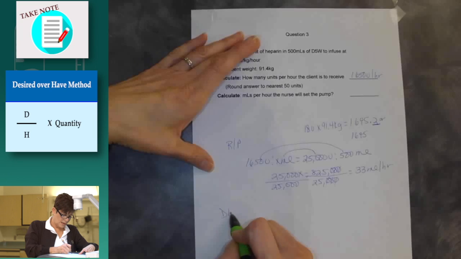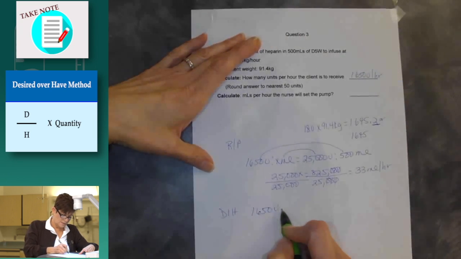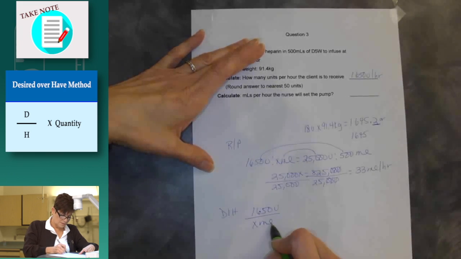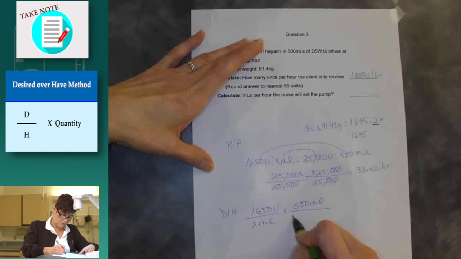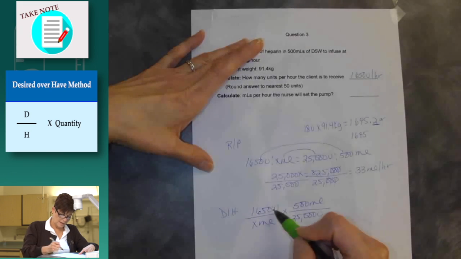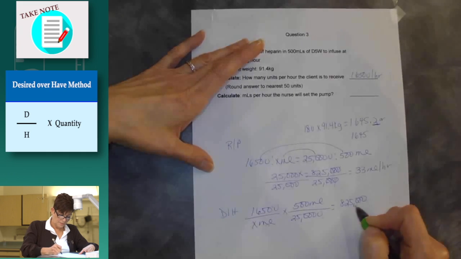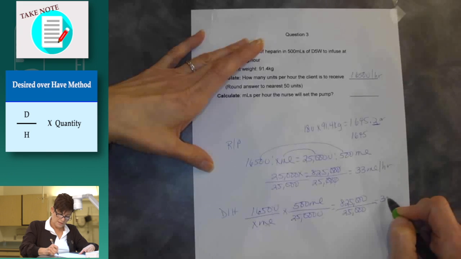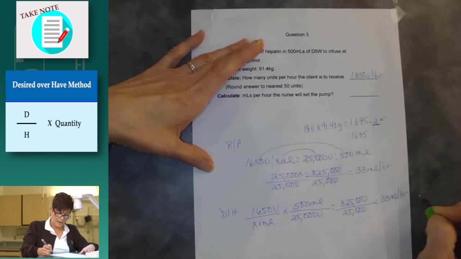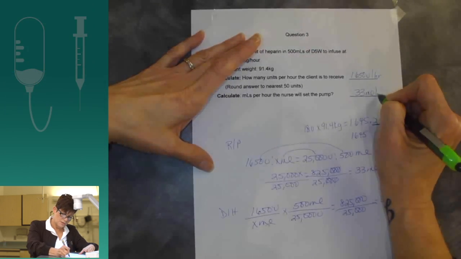Now, with desired over have, you need your 1,650 units over x mLs times 500 mLs over 25,000 units, because remember, we have to have mLs on the opposite side. So again, this comes out to 825,000 over 25,000, which equals 33 mLs per hour. So your last calculation will be 33 mLs per hour.